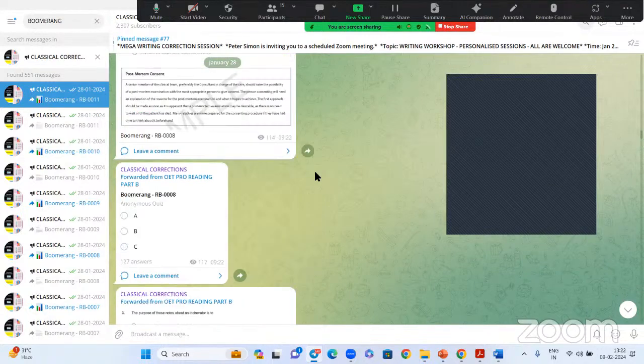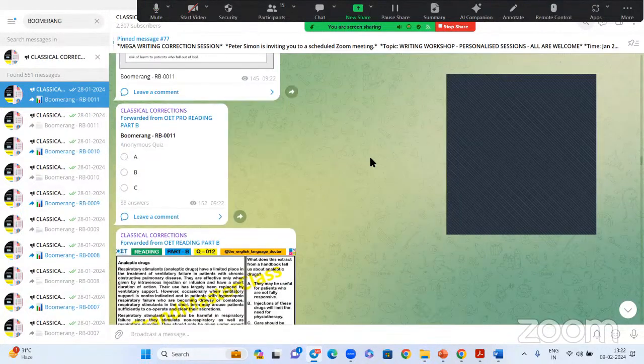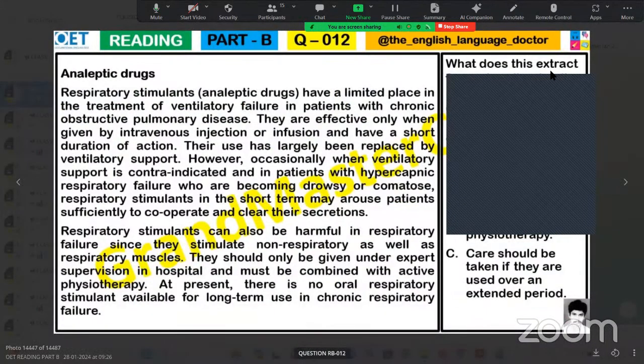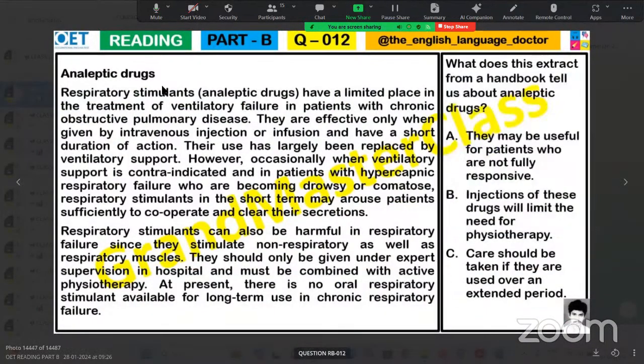See here. Right. See, you will have the question here. You read the question. You'll have the subject. You'll have the text here. This is part B. Reading part B is boomerang. You'll have the part B. Then you will have this question and you'll have the options A, B, C.